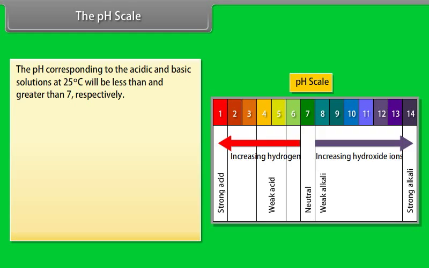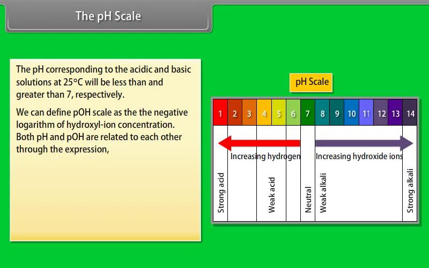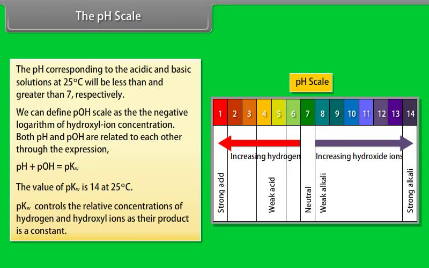7 respectively. We can define the pOH scale as the negative logarithm of hydroxyl ion concentration. Both pH and pOH are related to each other through the expression pH + pOH = pKw. The value of pKw is 14 at 25 degrees Celsius. pKw controls the relative concentrations of hydrogen and hydroxyl ions as their product is a constant.